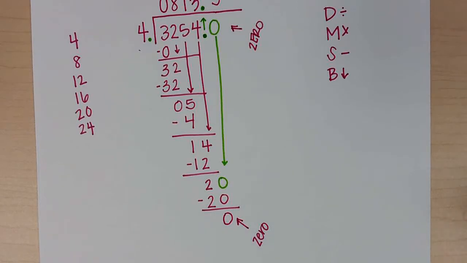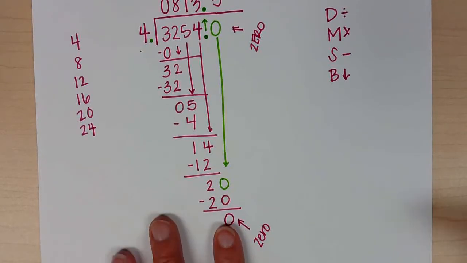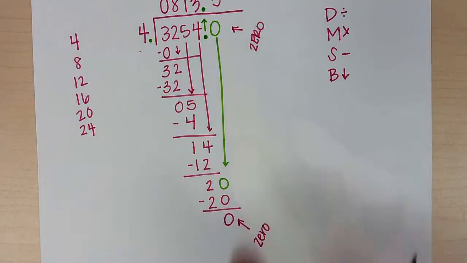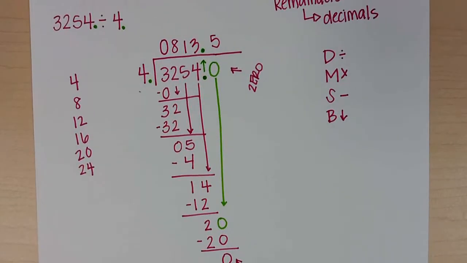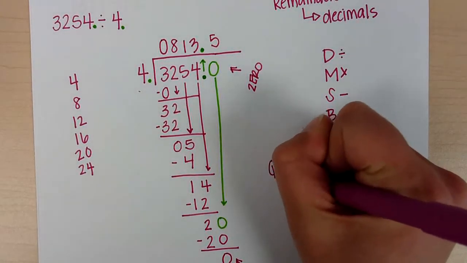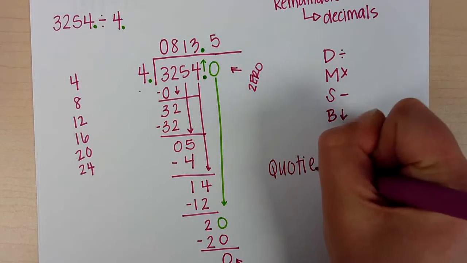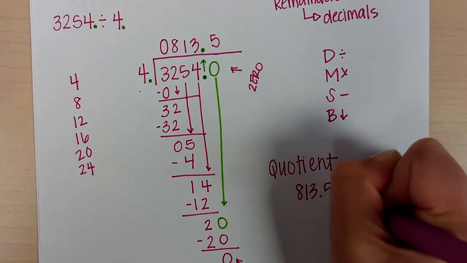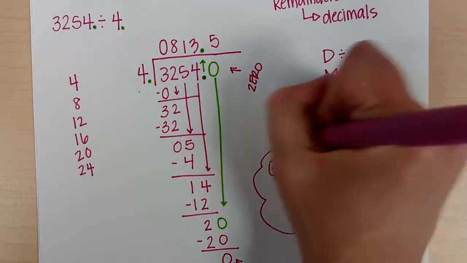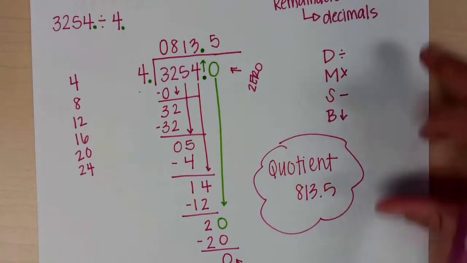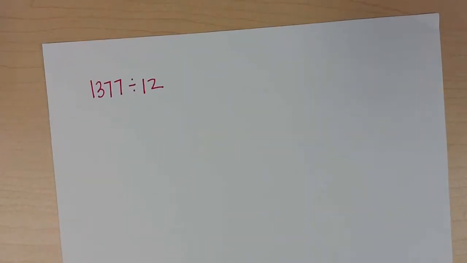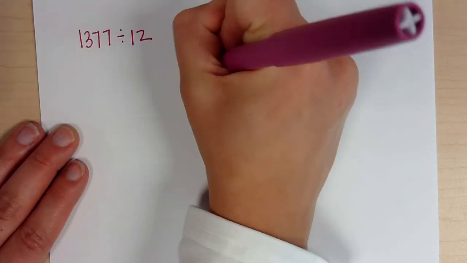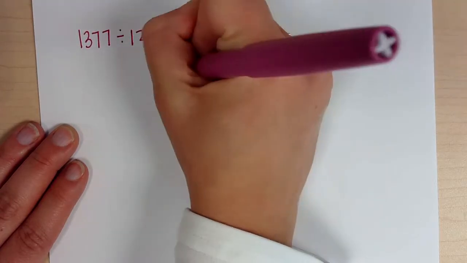So now I am done. I have nothing in the remainders. I'm after the decimal and have all zeros. I am done. My quotient is 813 and 5/10. Let's do one more like that. We've got 1,377 being divided by 12.